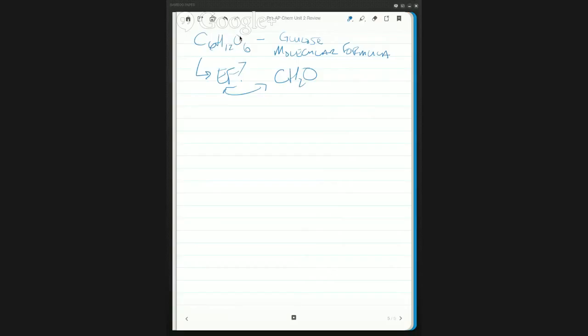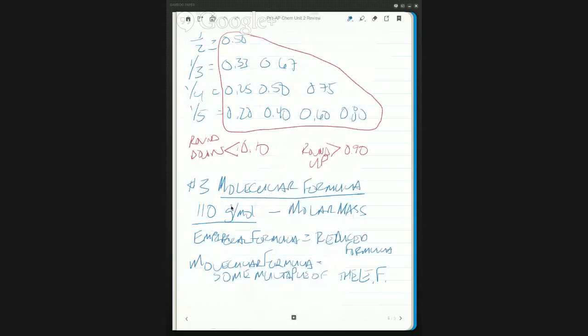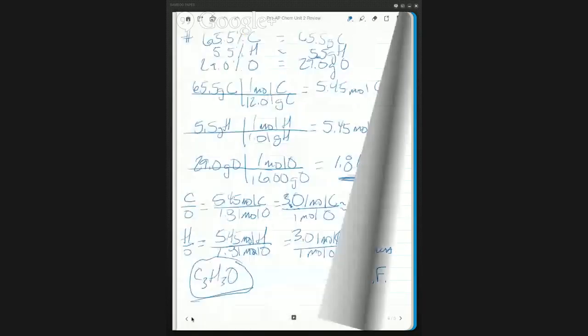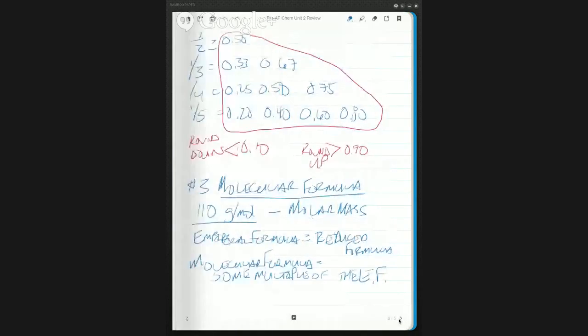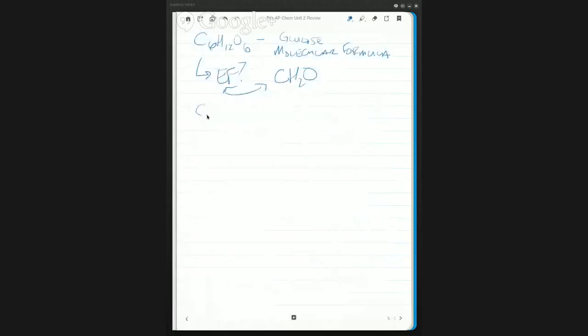The molecular formula is some multiple of the empirical formula. If I multiply all of these subscripts by 6, I get C6H12O6. So to go back to our problem here, if we have 110 grams per mole of the C3H3O, so I should probably write that over here. C3H3O is the empirical formula. It cannot be reduced down any further. We have 110 grams per mole as our molecular, or I'm sorry, the molar mass of our molecular formula. So we're wondering, what is this?